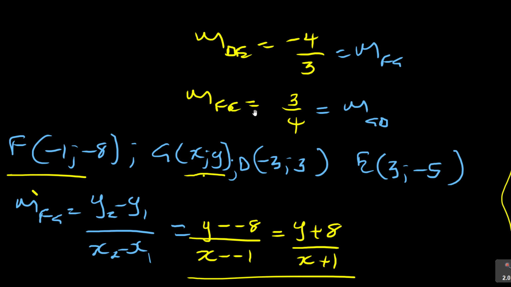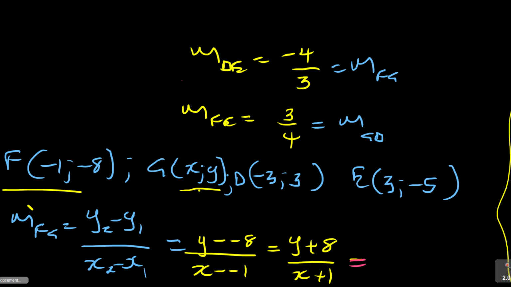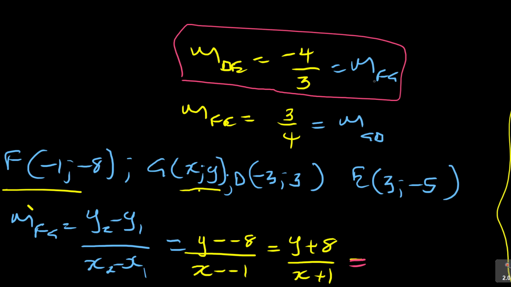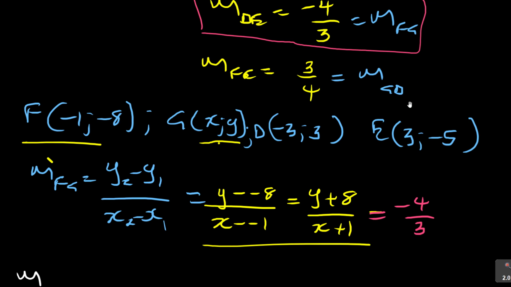Now, if this is the case, we know the gradient of FG. It is equal to that particular gradient. Gradient of FG is equal to gradient of DE, which is equal to negative 4 over 3. So it's minus like this. Are you seeing that? So that's the first one. What about the gradient M of GD?